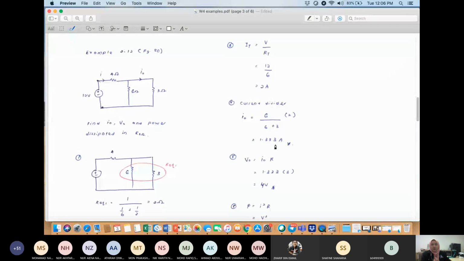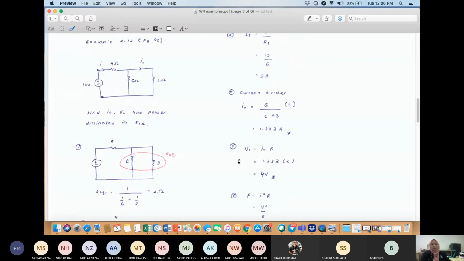Okay. So after you get the I naught, of course you can get the V naught. So V naught is equal to I naught R. So I naught is 1.333 multiplied with R. R is 3. So you will get 4 volt.